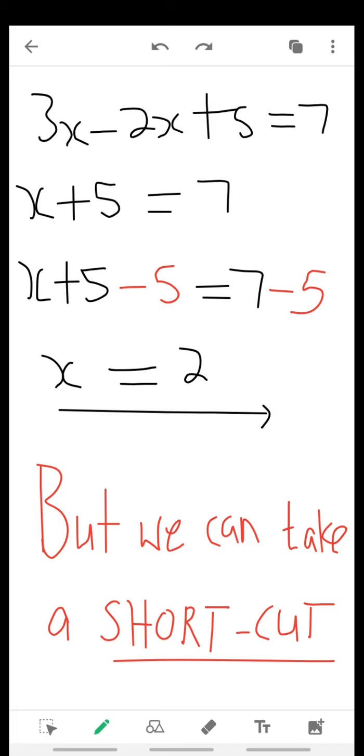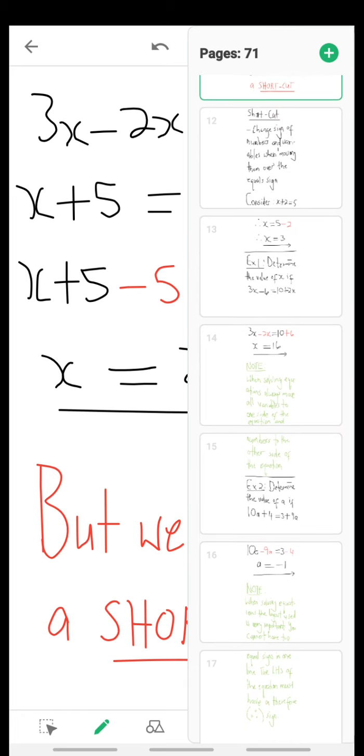But we can take a shortcut, guys. We don't always have to follow the additive inverse. It is quite a handy tool for us to use, but there is a shortcut. We've seen how the additive inverse works, and now we want to check how other shortcut methods work. They are very, very easy. So let's check how the shortcut method works if I don't want to use the additive inverse.